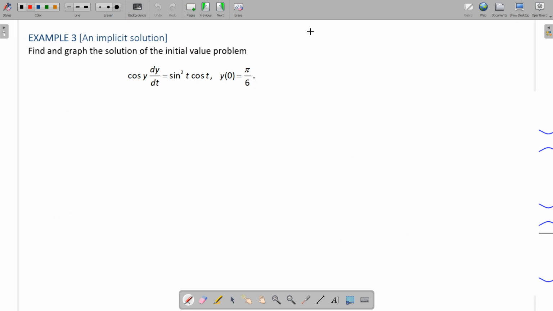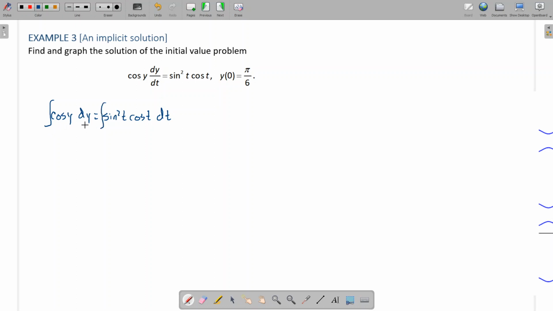Okay, so this says find and graph the solution to the initial value problem given by this. It's almost separated for us. We just need to move the dt to the other side. So let's go ahead and do that. Let's go back to blue. All right, cosine of y dy equals sine squared t cosine t dt. So variables are separated, so we can now integrate on both sides.